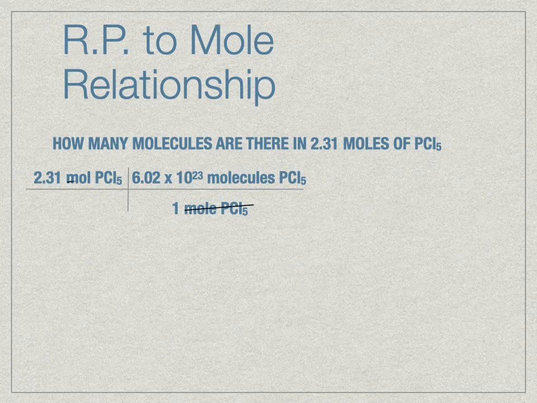And so we're going to cancel out moles. We're going to multiply across the top. And you should get 1.39 times 10 to the 24th molecules of PCl5.